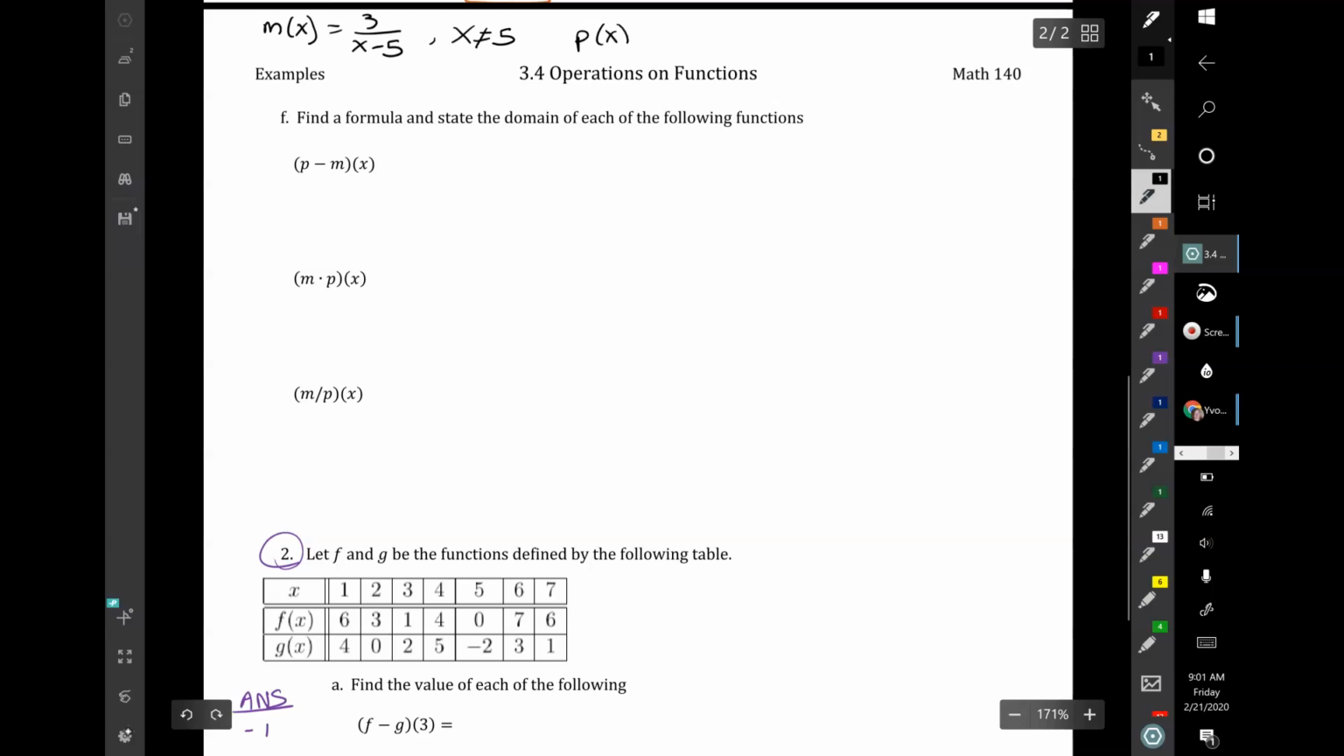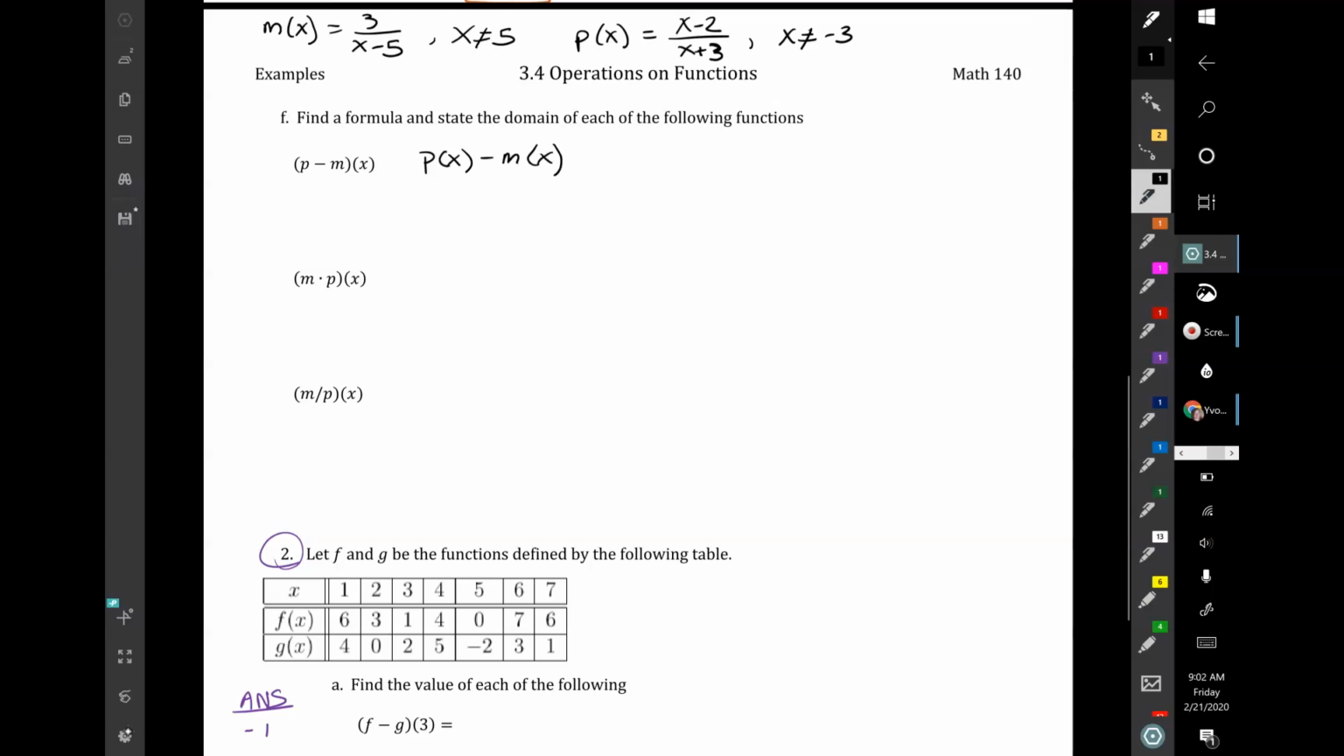P of x is equal to x minus 2 over x plus 3, comma x not equal to negative 3. A lot of times we just put a little comma and put our domain off to the right to designate that. So this first one reads p minus m of x. That's the same as p of x minus m of x.